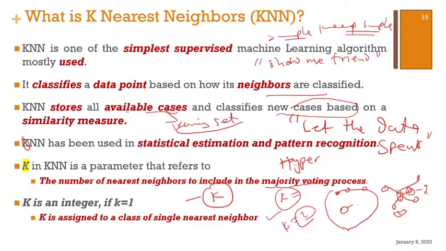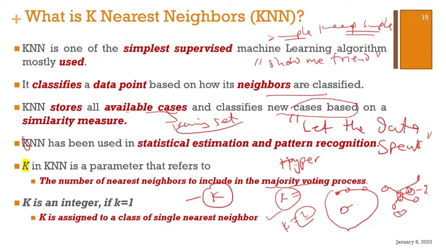That's why if you are dealing with a binary classification problem, you are advised to use an odd value for your K, so that when you vote into the 2 classes, yes or no, you can have majority voting appropriately.